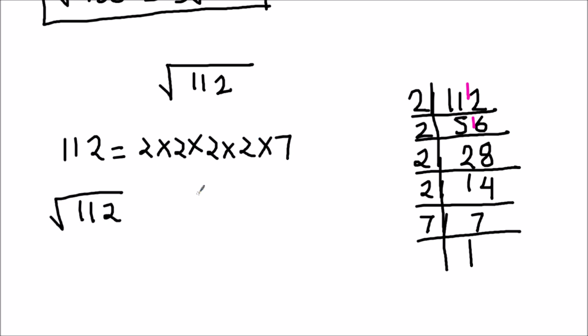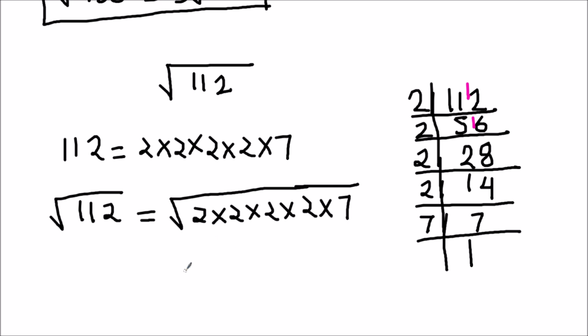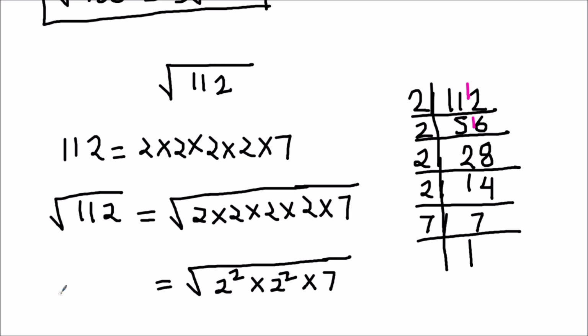To find the square root, we are going to take square root on both the sides. So square root of 112 is square root of 2 times 2 times 2 times 2 times 7. Or in exponent form, we can write it as 2 square times 2 square times 7. I'm writing it in terms of square so that we can cancel out the square root and square sign.